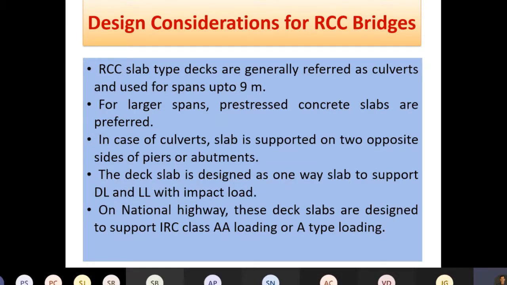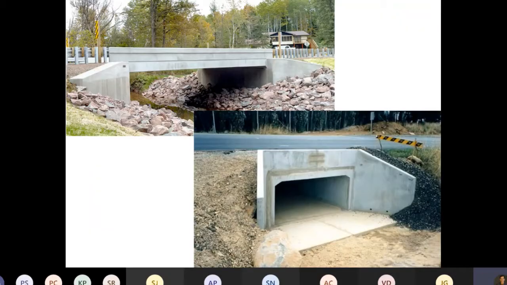On national highways, these deck slabs are designed to support IRC class AA loading, IRC class A loading or B type loading. So this is a brief introduction related to deck slabs. For spans up to 9 meters, we can design deck slabs, where there are only two supports at the ends, or the slabs are supported on the abutments. You can see the figure of a deck slab. Here there is no intermediate support. The slab is supported only on end supports, which we can call abutments.